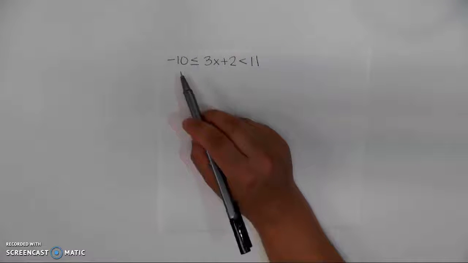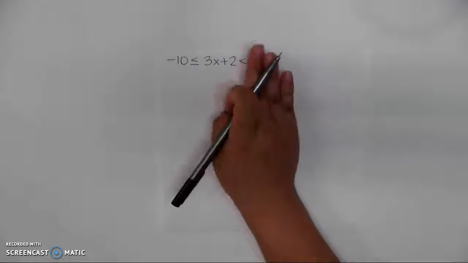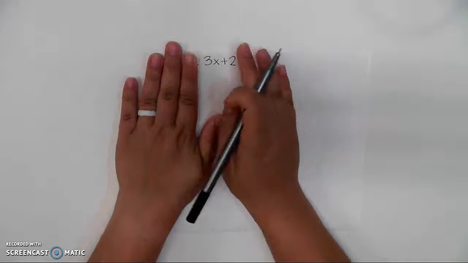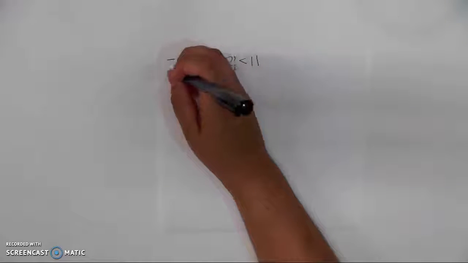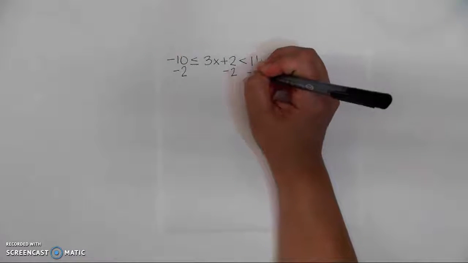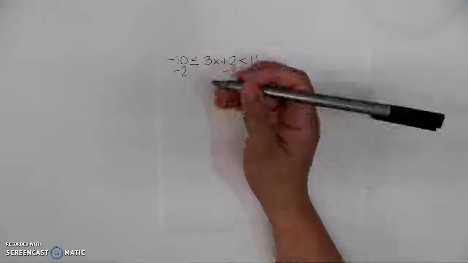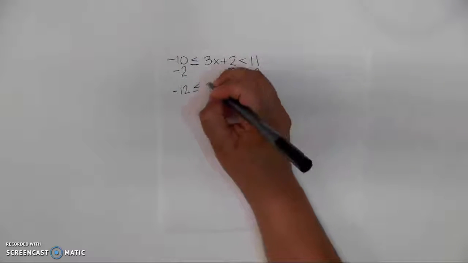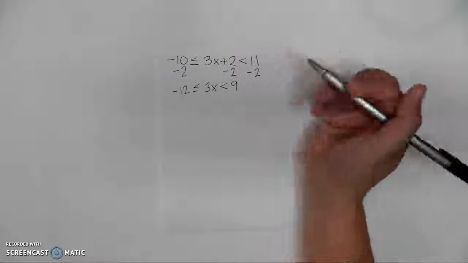So what we're going to do here is solve this inequality. We're going to do that by looking at what's happening to my x. If I forget about everything else here, I have 3x plus 2. So to get x by itself, I would need to subtract 2. Now, usually I say subtract 2 on both sides, but in this case, I have 3 sides here. So I'm going to subtract 2 on all 3 sides. So I have -12 is less than or equal to 3x, which is less than 9.